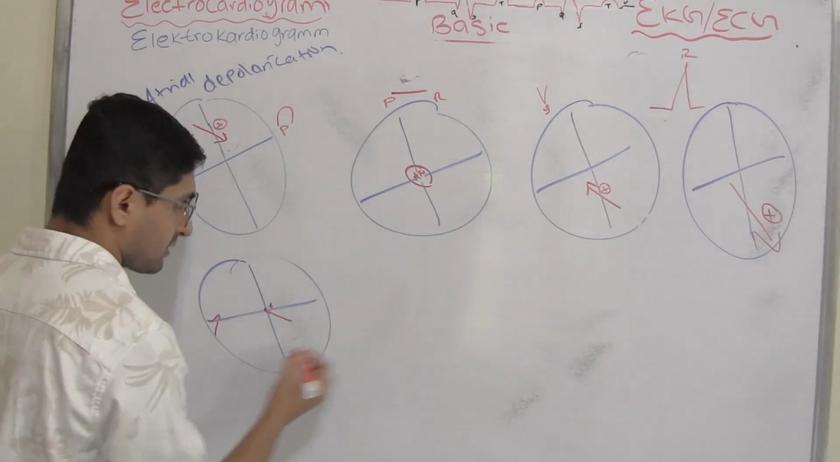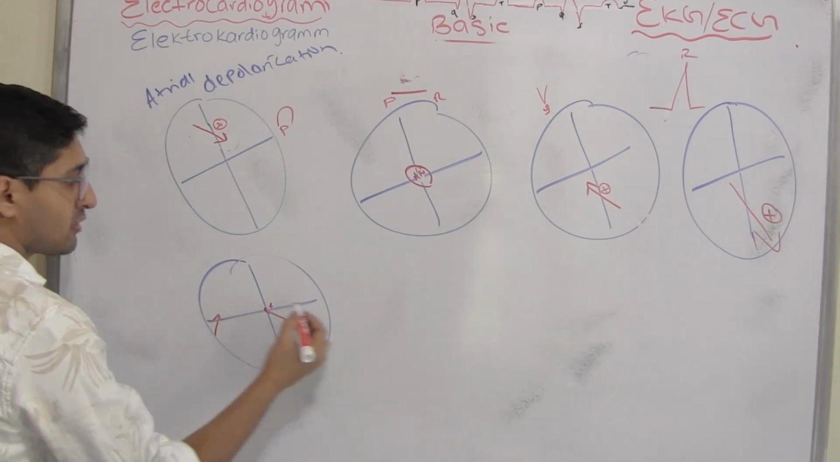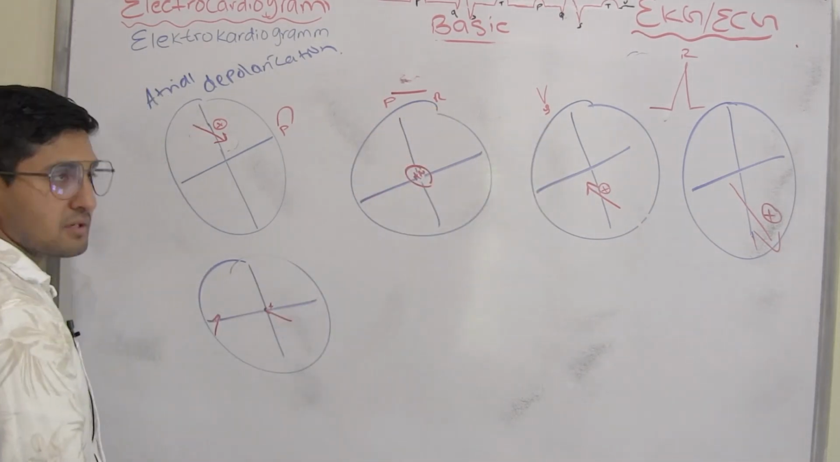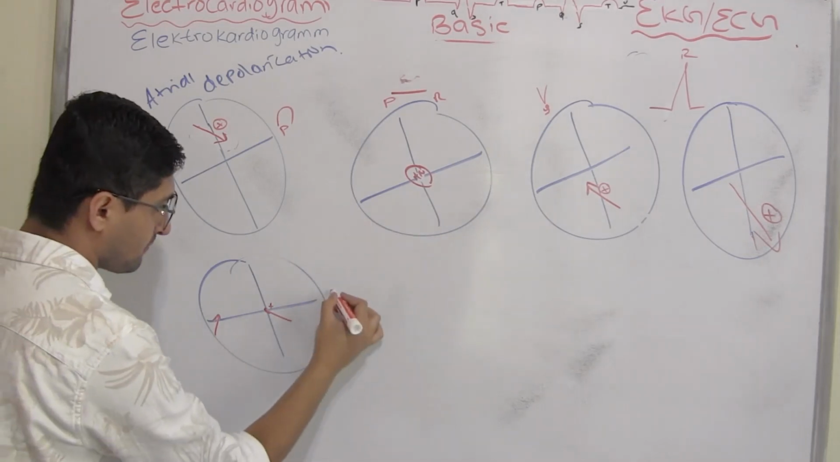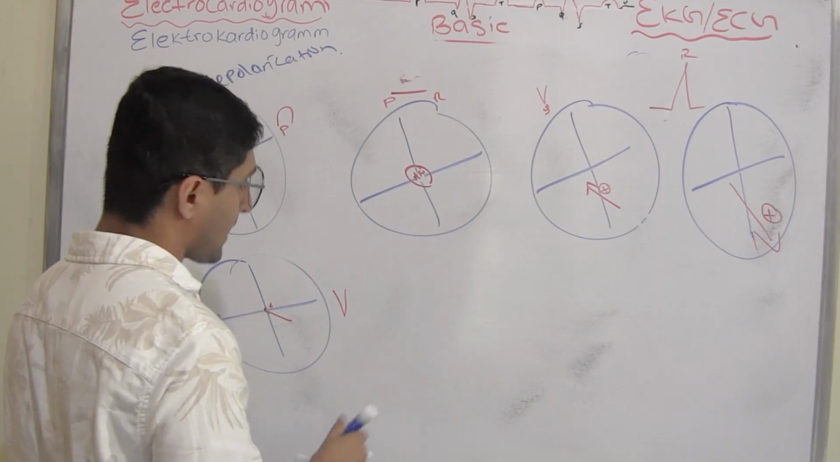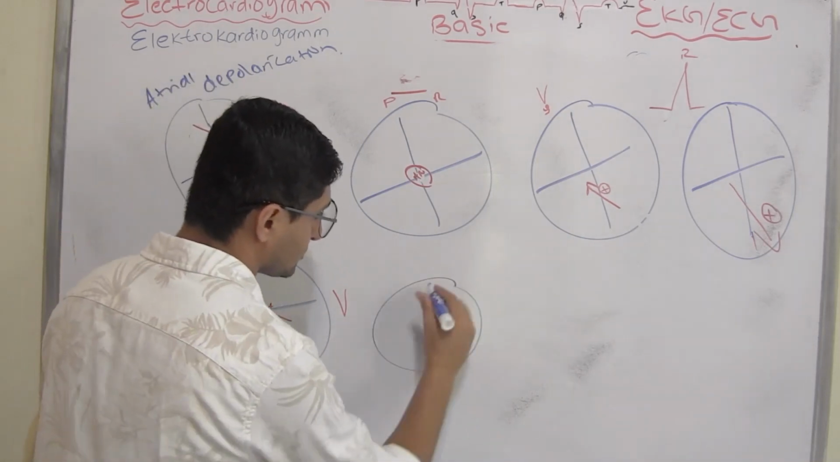Remember, compare this. Going away from the electrode, it will have a negative deflection, but this will be relatively bigger compared to your septal deflections. So you'll have it like this. And then obviously you have to draw another one, which is this one.